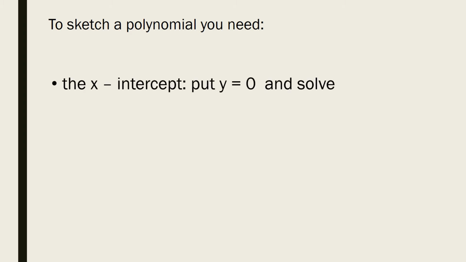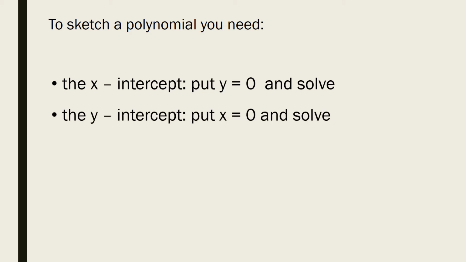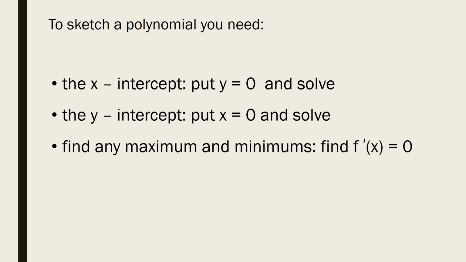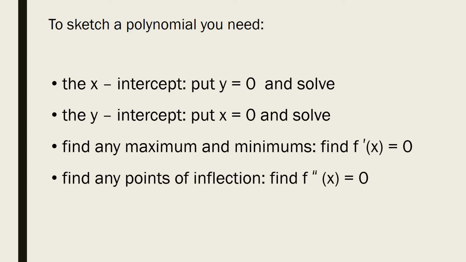So to sketch a polynomial, any of these graphs, you need the x-intercept. So what you do, put y equals 0 and solve. In fact, there could be more than one intercept. The y-intercept, you put x equals 0 and solve it. Find any maximums and or minimums, and we do that by finding f dash of x is equal to 0. Find any points of inflection, so that's when it changes from concave up to concave down, and that's f double dash of x is equal to 0.